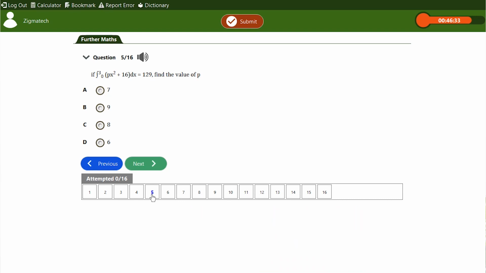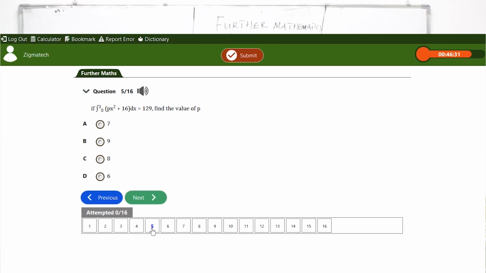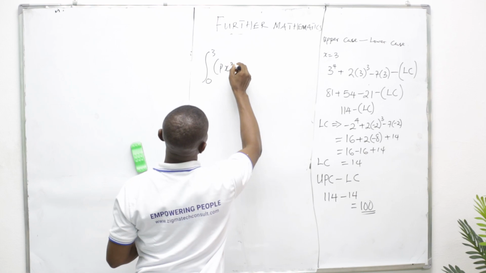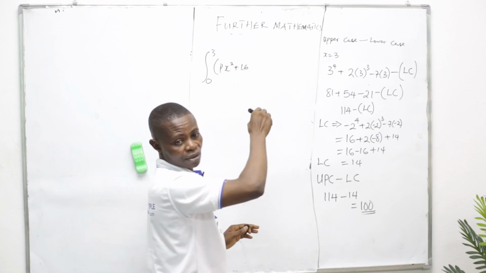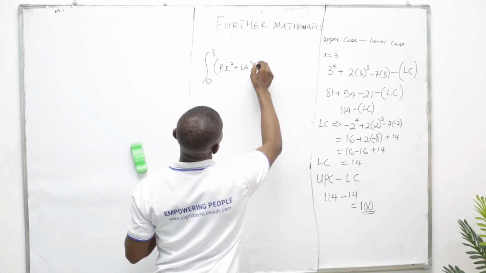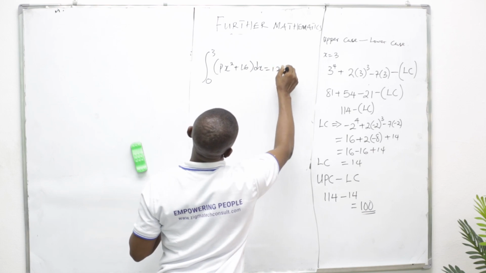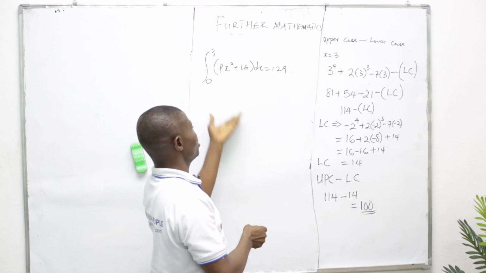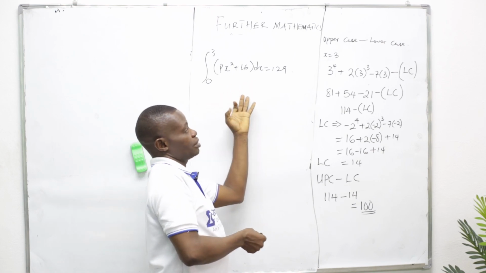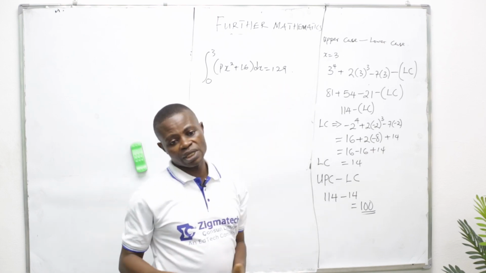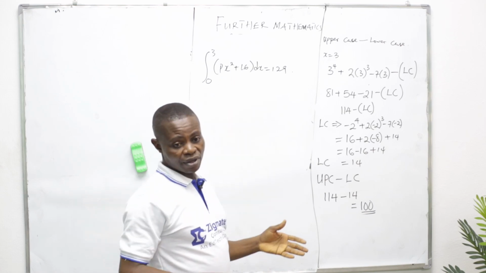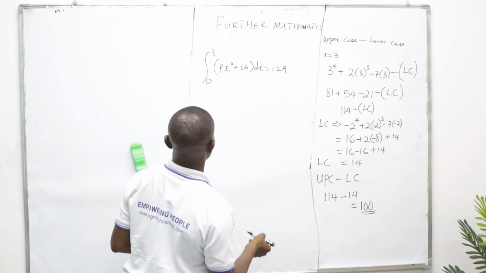So integral of, this is 3, 0, ps squared plus 16 ds equals 129. You don't need to be afraid about this. It just, that's when this is being integrated, it will give us what? 129. That's what they mean. Now find P. Okay, look at how we're going to do it.